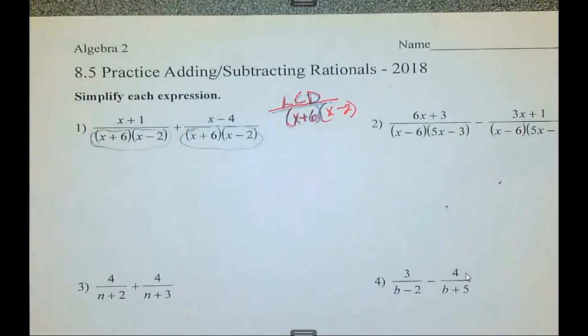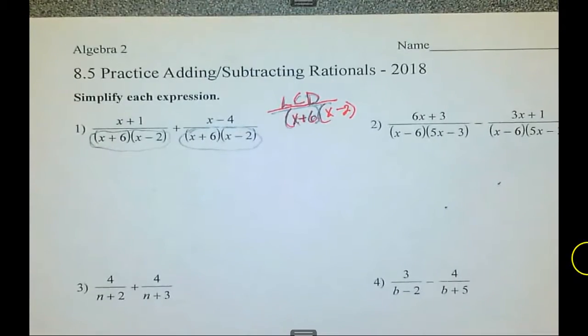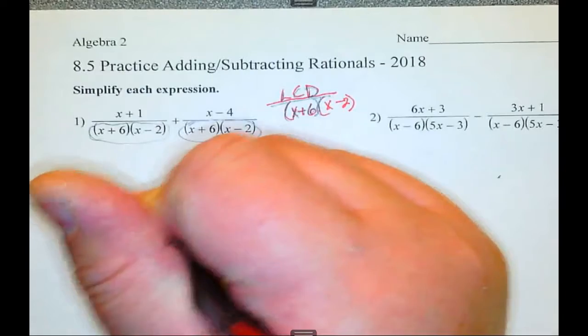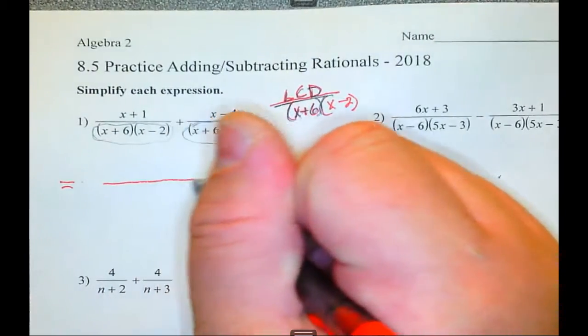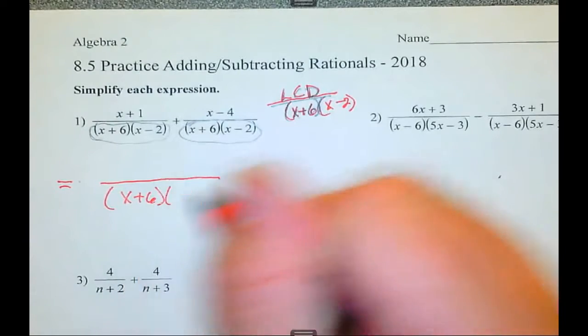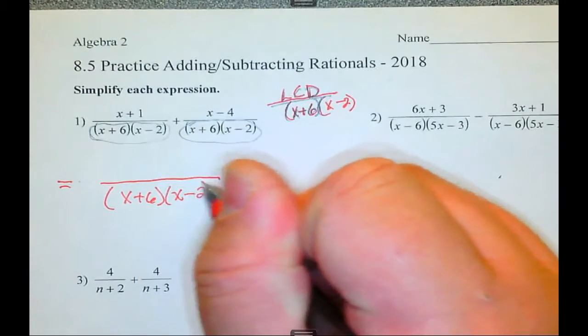Again, I like writing it off to the side. I don't know why. It's just, I don't know, OCD or something. So my common denominator here is x plus 6, x minus 2.